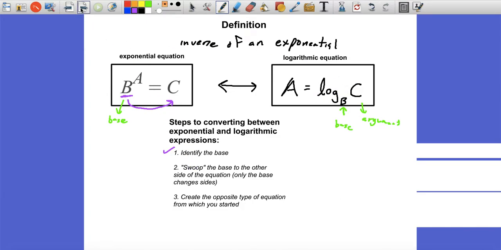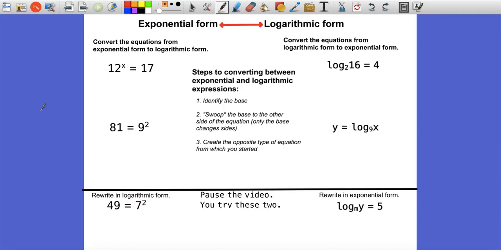Okay, so let's practice some of these. So practice converting between exponential and logarithmic and vice versa. All right, let's start with this one. So we've got 12 to the x power equals 17. So I brought in my steps from the last page, and here we go. So we start by identifying the base. So our base here is 12. So there's our base. We swoop the base to the other side of the equation. So 12 comes over here, and then we create the opposite type of equation from which we started, using this 12 as a base. So since I started with an exponential, I'm going to have to create a logarithmic form. So x stays on the left, equals log.